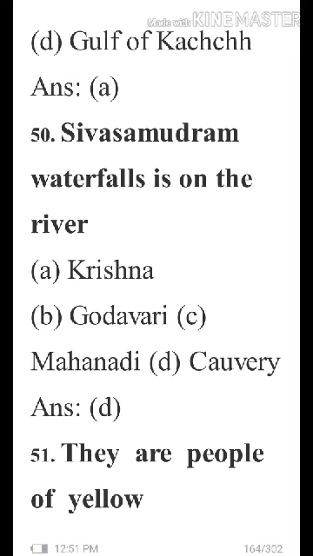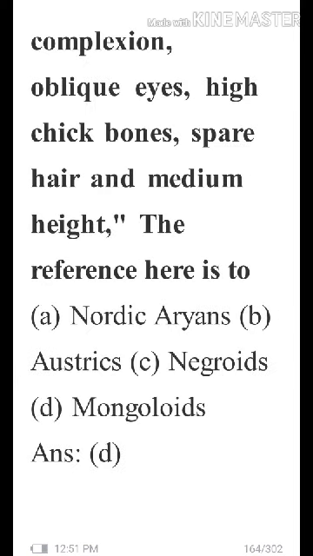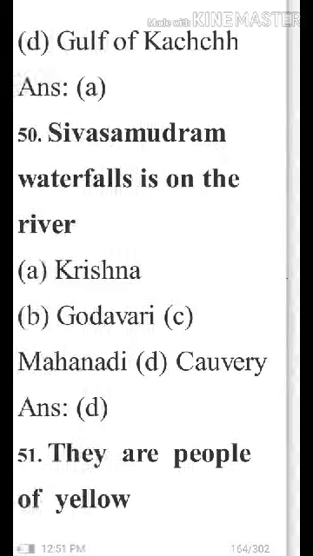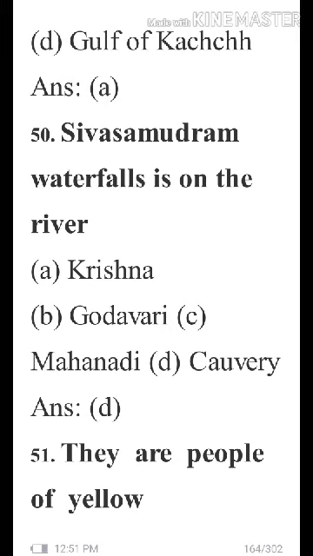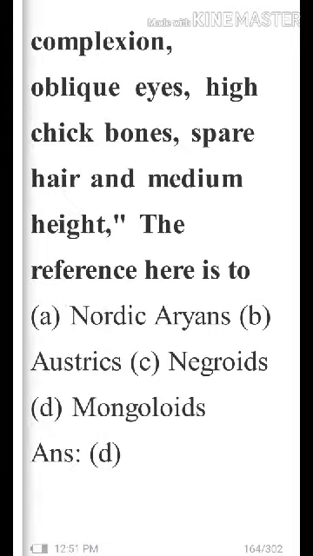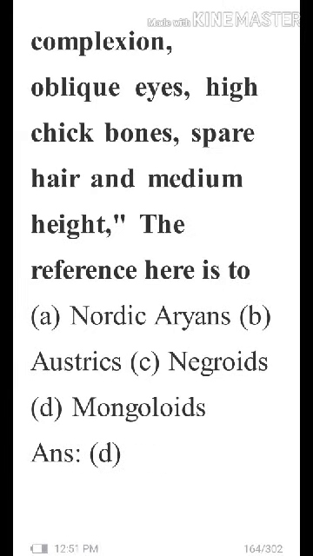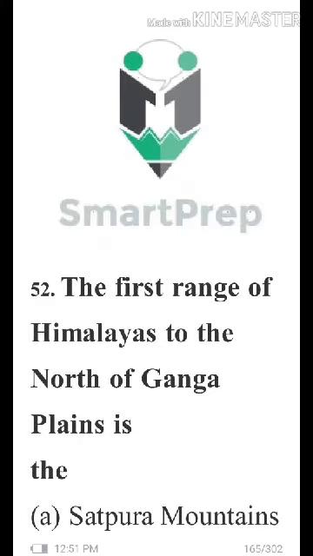There are people of yellow complexion, oblique eyes, high cheekbones, sparse hair, and medium height. The reference here is to Mongolians. Okay, what are the identifications? They are people of yellow complexion, oblique eyes, high cheekbones, sparse hair, and medium height. They are Mongolians.